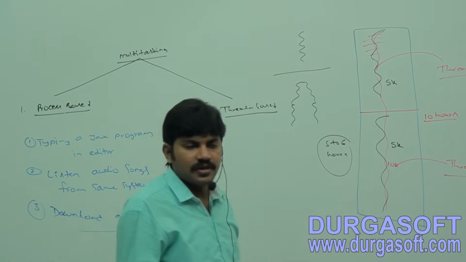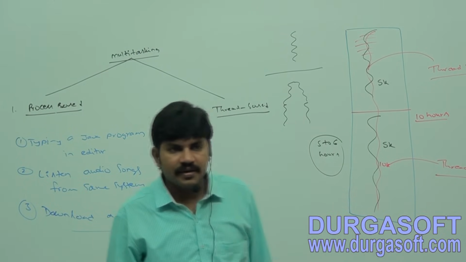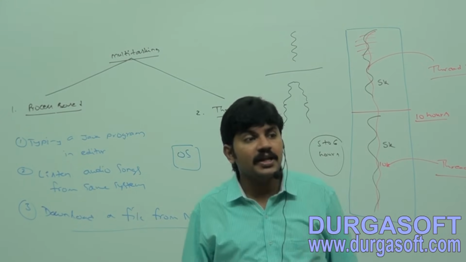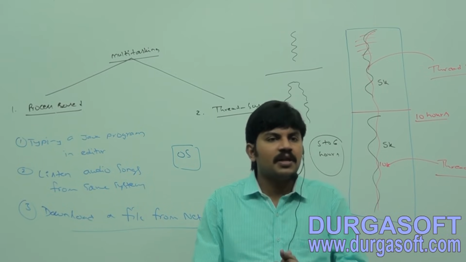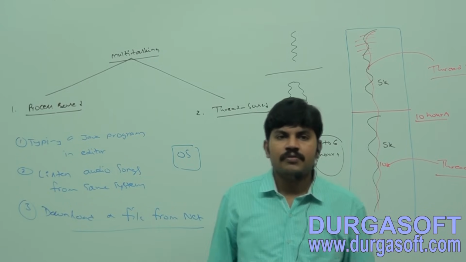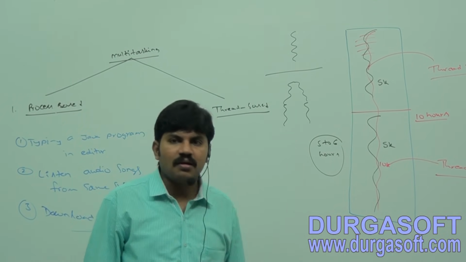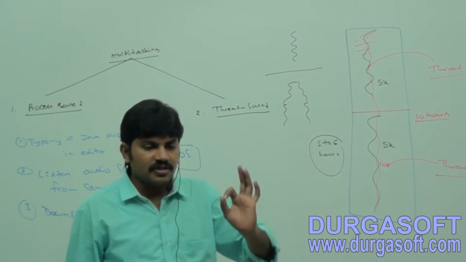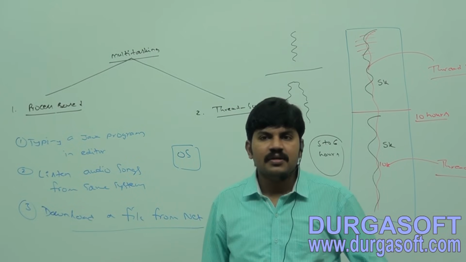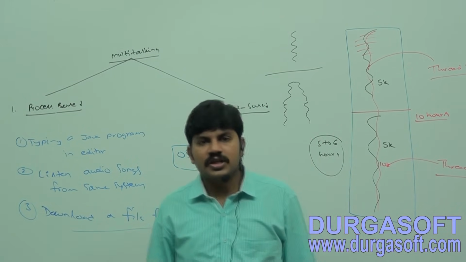Executing several tasks simultaneously, where each task is a separate independent part of the same program, is called thread based multitasking.